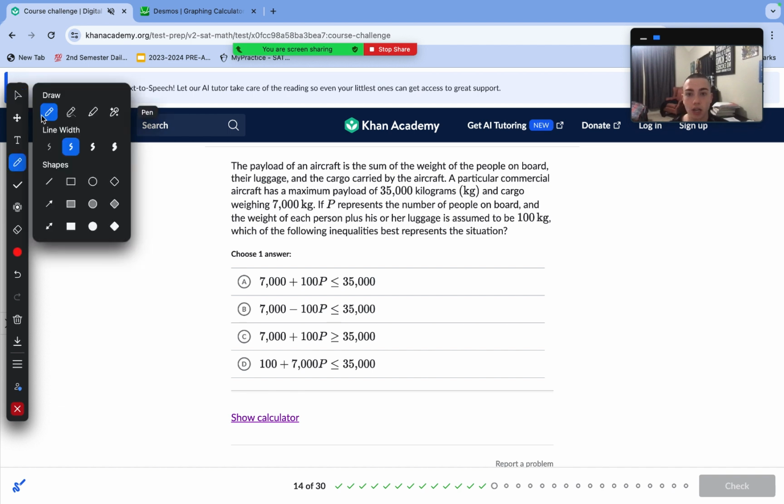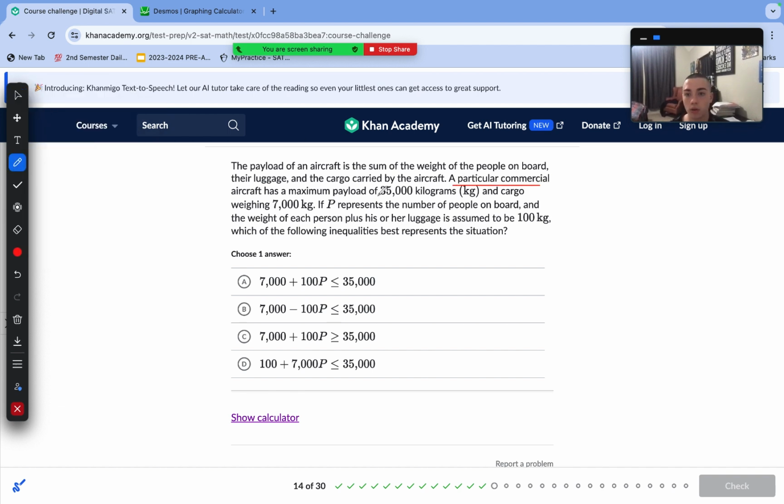On to this next question, an inequality. A particular commercial aircraft has a maximum payload. That means everything else has to be less than or equal to. That cuts out answer choice C immediately. Okay, maximum payload of that. And cargo weighing 7,000 kilograms. So we're going to have to subtract that automatically. If P represents the number of people on board, it looks like we're going to be adding here. Yep, so answer choice A is correct because for each person there, it's 100 kilograms of weight that we're going to have to add on to the starting amount of 7,000 kilograms.